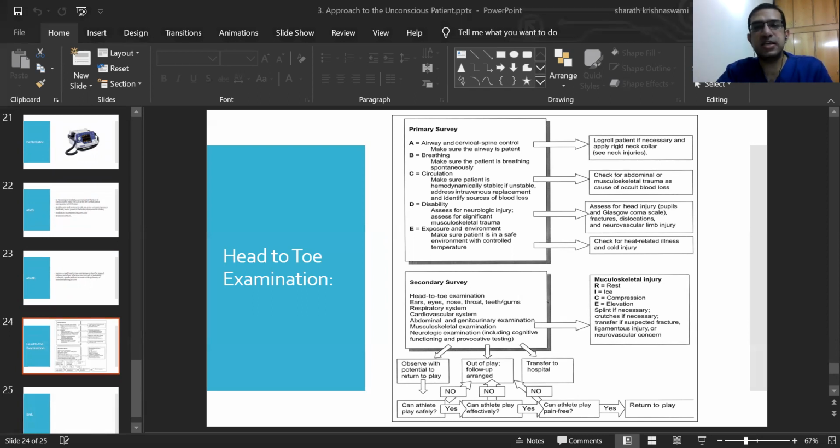So the ABCDE describes how to approach an unconscious patient. If you can identify and apply what you have learned in this class, you will be able to help the patient reach the emergency medicine physician or the doctors in a better manner. The treatment at the hospital will be faster, and they will know exactly how to get the patient back on his or her feet.